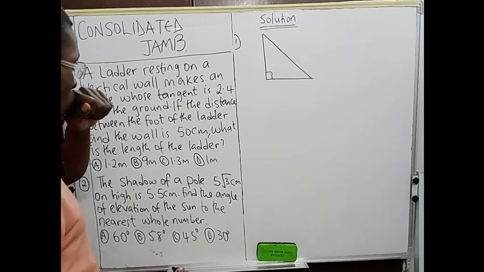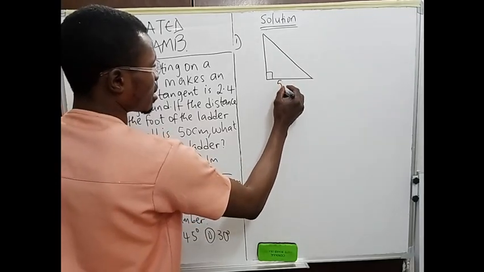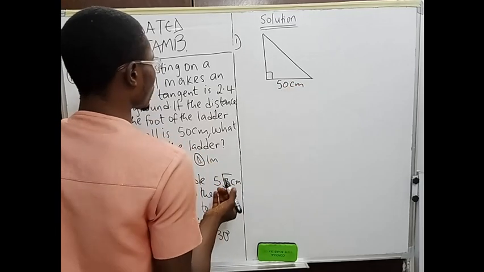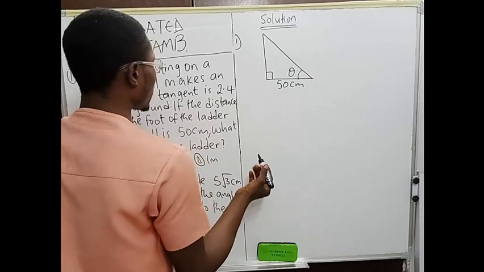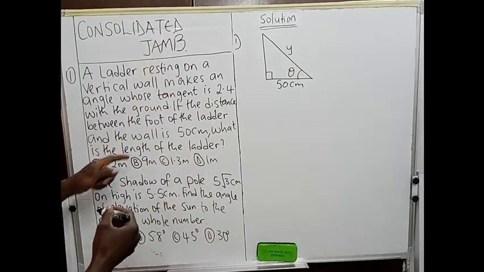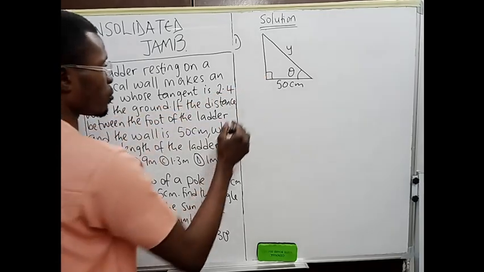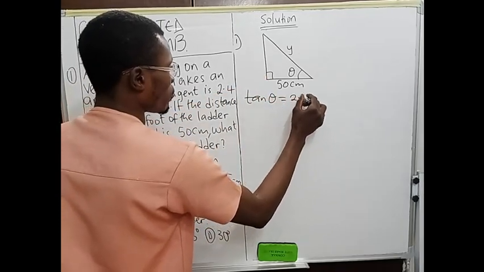Okay, we're told that the distance of the foot of the ladder from the wall is 50 centimeters, and that the ladder makes an angle with the ground. Let's call the angle theta. Let's call the length of the ladder y. We're given that the tangent of this angle is 2.4. That is, tan of the angle theta equals 2.4.